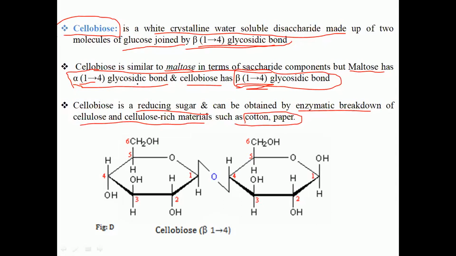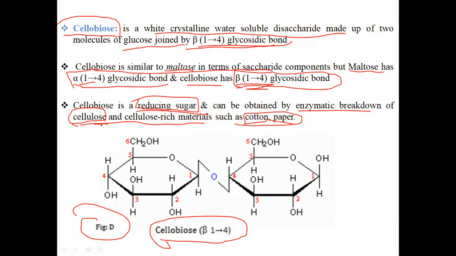It is a reducing sugar because it contains a free anomeric carbon atom, and it is formed by the enzymatic breakdown of cellulose and those materials which are cellulosic in nature, for example cotton and paper. This is figure D. Here you can see the formation of cellobiose. These are two glucose molecules. This is glucose 1, this is glucose 2, and the linkage is beta-1,4.